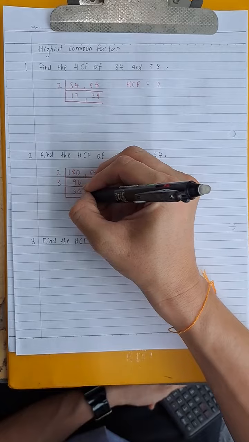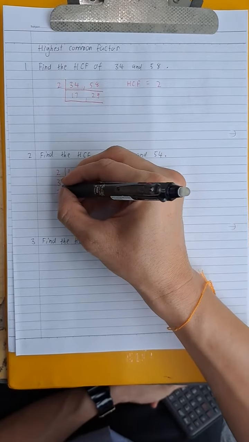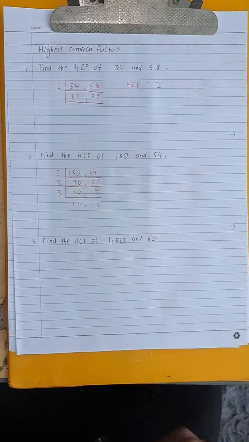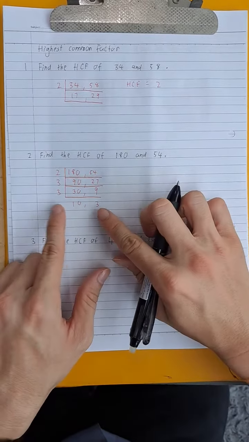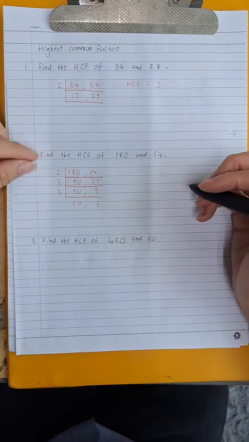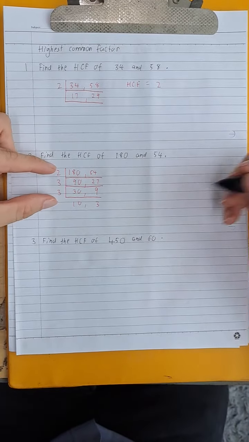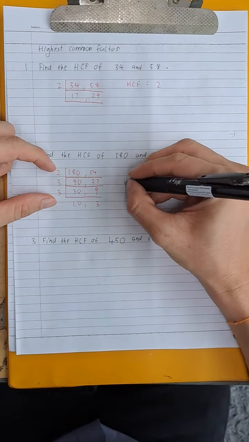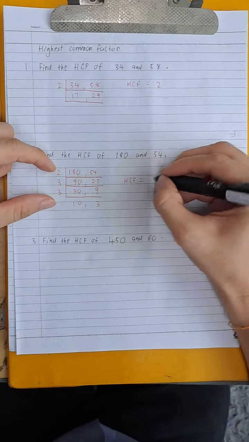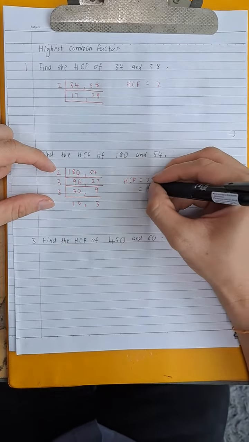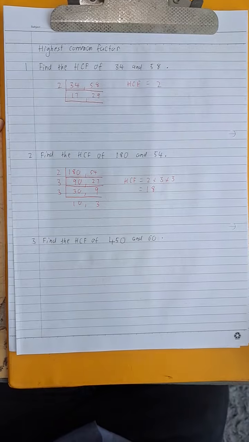Again, there's another common factor over here. I can divide by 3 again, which will give me 10 and 3. Now, if you look over here, there's no longer a common factor to make these two numbers smaller. So all we have to do now is take these 3 numbers and multiply them together, and that will be our highest common factor. The highest common factor will be 2 times 3 times 3, so that will give us 18 over here.